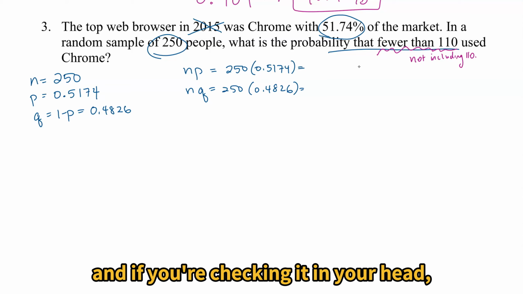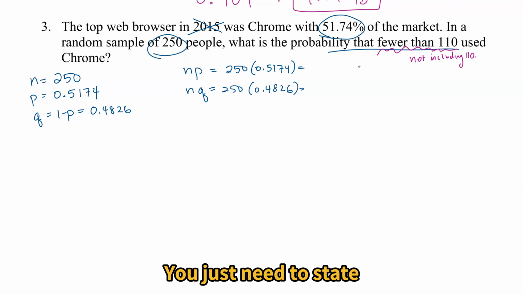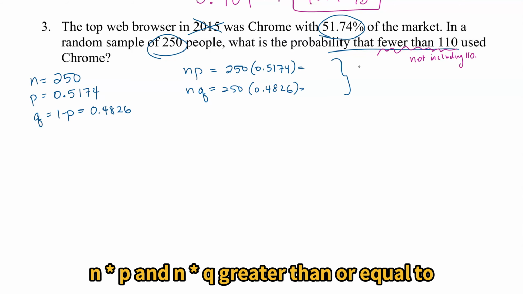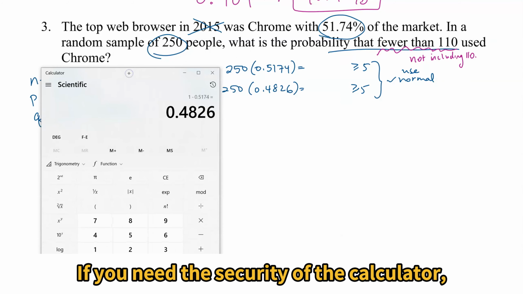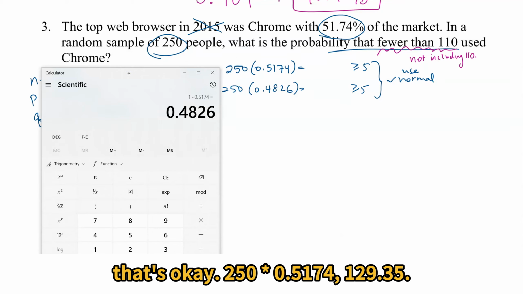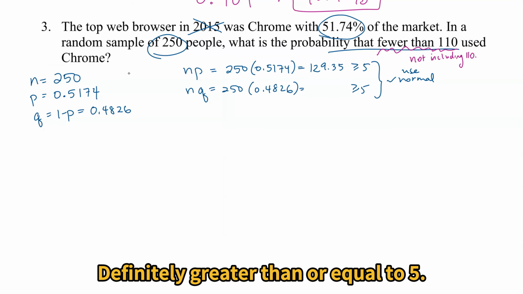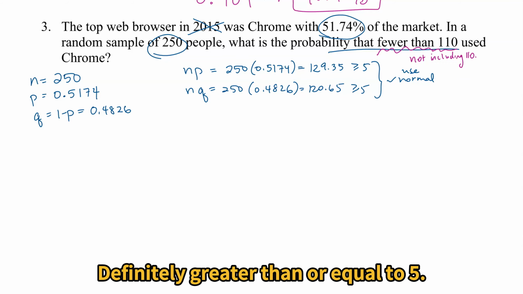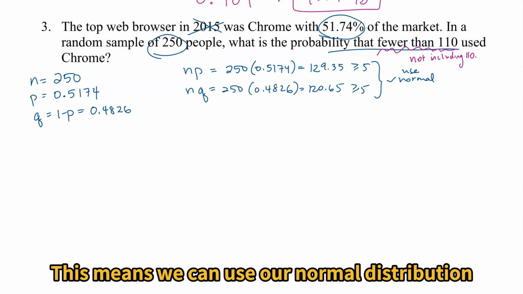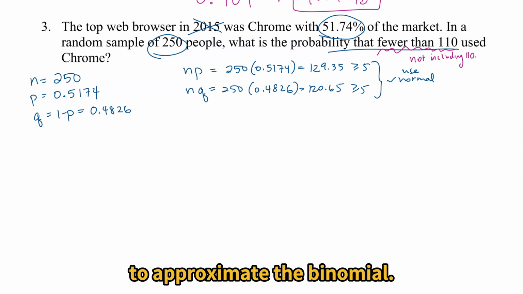And if you're checking it in your head, you just need to state n times p, n times q greater than or equal to 5. Normal can be used. If you need the security of the calculator, that's okay. 250 times 0.5174, 129.35. Definitely greater than or equal to 5. 250 times 0.4826, 120.65. Definitely greater than or equal to 5. This means we can use our normal distribution to approximate the binomial.